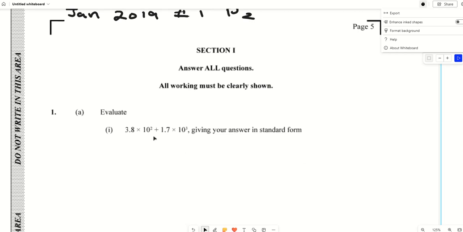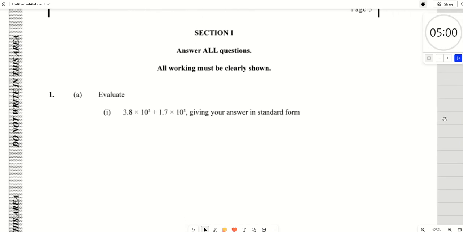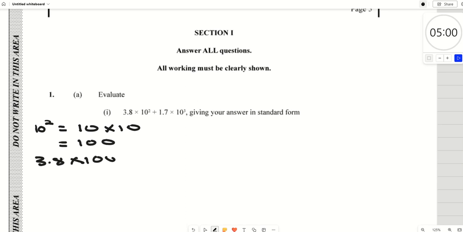Evaluate 3.8 multiplied by 10 to the power 2 plus 7.1 multiplied by 10 to the power 2, giving your answer in standard form. Now, there are several ways that you could have done this. The first way is multiplying. Now, 10 to the power 2 just means 10 multiplied by 10, which is 100. So it's 3.8 multiplied by 100.